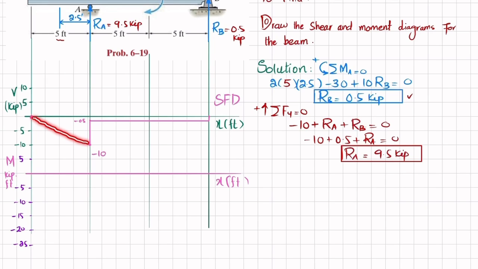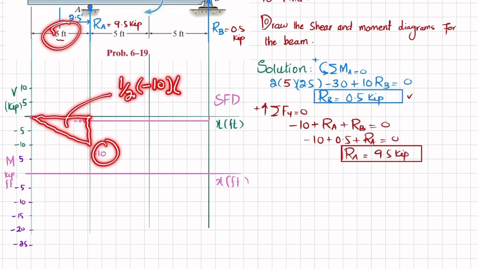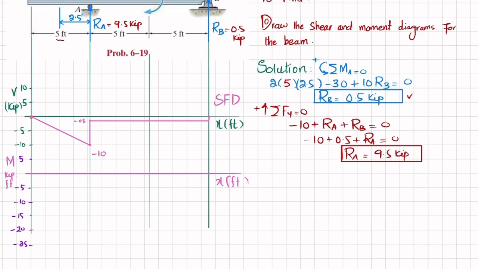So first area, you can see this is a triangle. So this area will be equal to 1/2 times this height, which is minus 10, and this length, which is plus 5. Clear? So it will give you minus 25. So the first point will be minus 25, and minus 25 is this point. Clear? Okay, at x we have moment equal to 0.